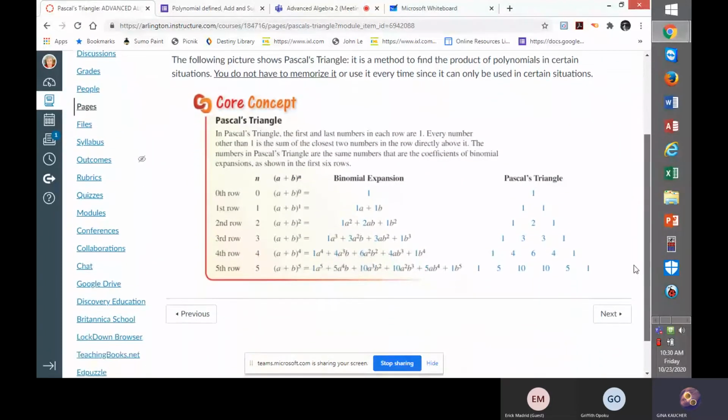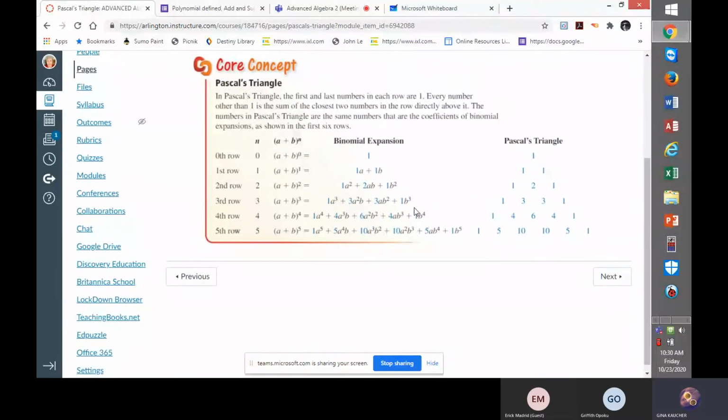Another method is Pascal's triangle. So the problem we just spoke about is cubed. That's the 3rd row. You had something plus or minus something, cubed. If you use Pascal's triangle, it has a pattern. It shows you how you could do this without actually multiplying. You just use this pattern.